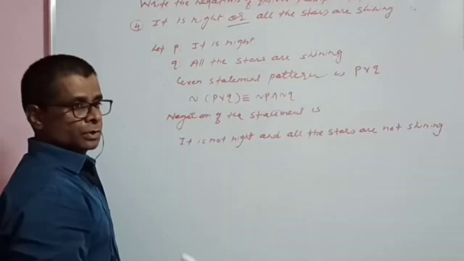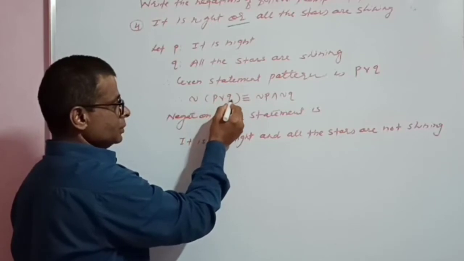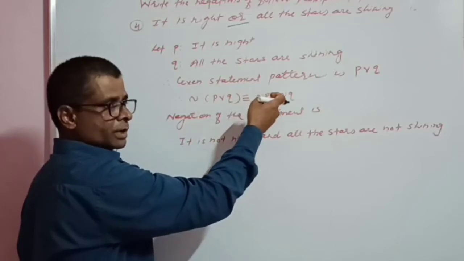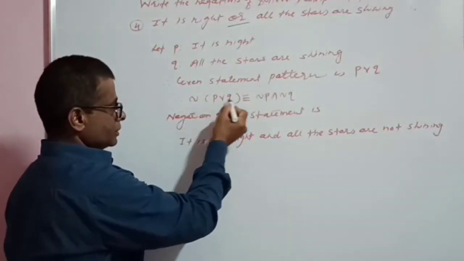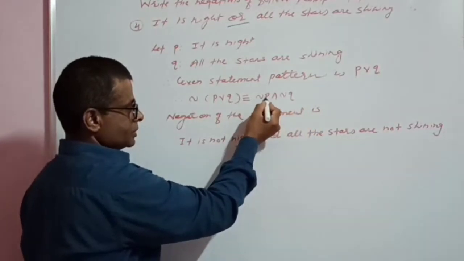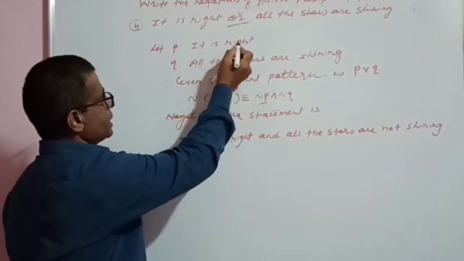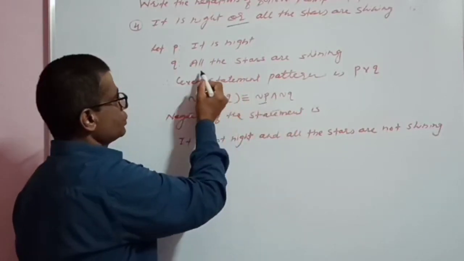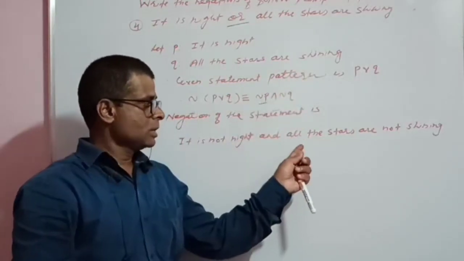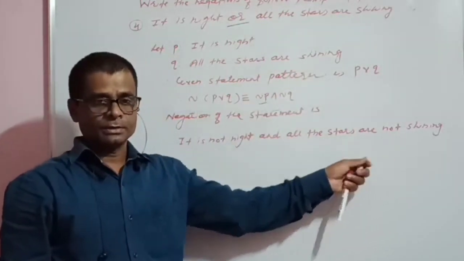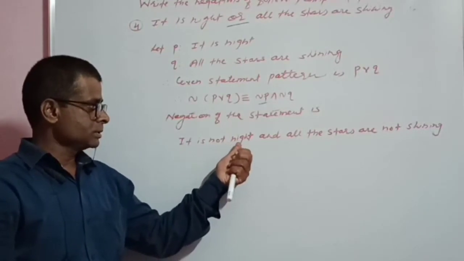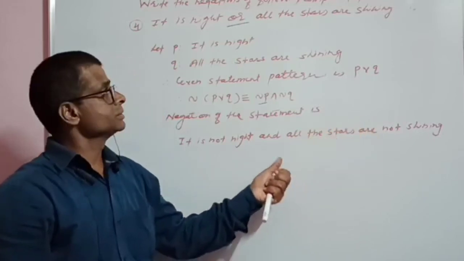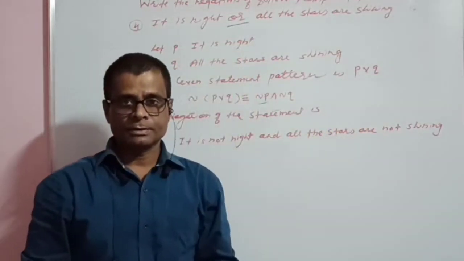Then by using the rule of negation, negation of P disjunction Q is negation of P conjunction negation of Q, and this rule is also known as De Morgan's law. So according to this, the negation of the statement is negation of P. P is what? It is night. Its negation, it is not night. Conjunction, and negation of Q. Q is what? All the stars are shining. Its negation, all the stars are not shining. It is not night and all the stars are not shining. So this is the negation of the given compound statement.